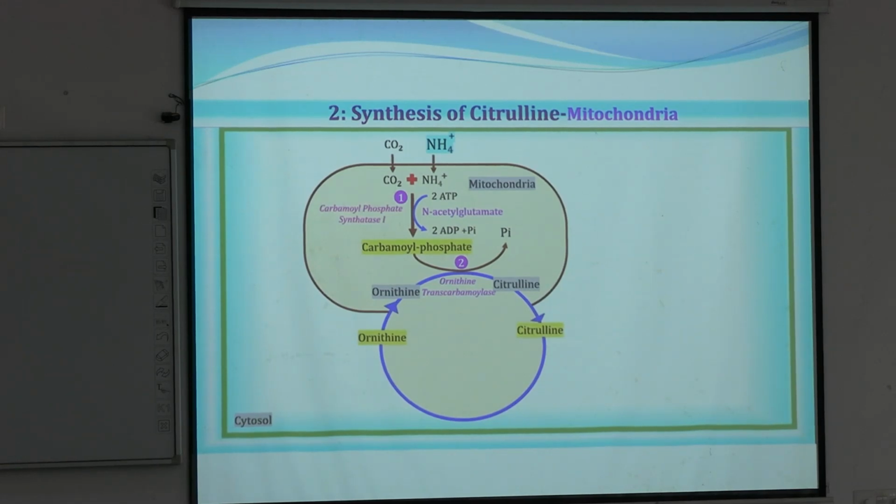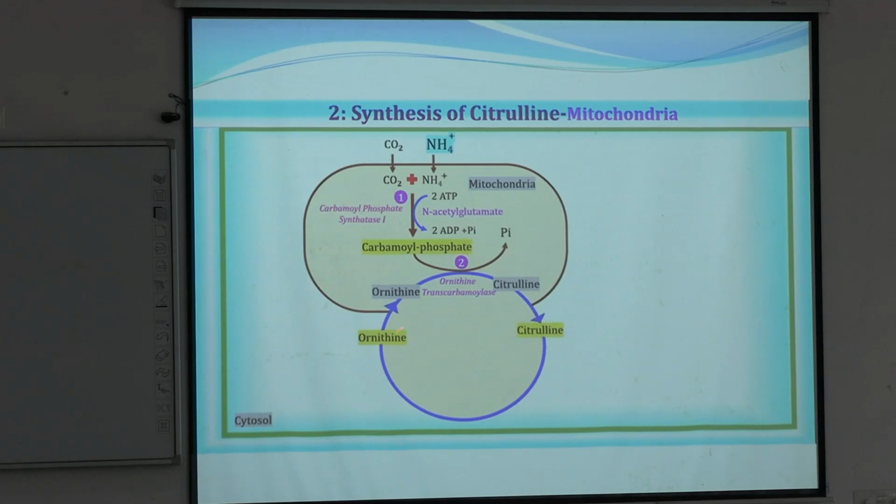Now you can see that ornithine is coming from the cytosol to the mitochondria. Here is the trick: ornithine lies in the cytosol, so it requires to come inside the mitochondria. Here there is a transporter, the ornithine citrulline transporter. It transports one molecule of ornithine inside the mitochondria and takes back one citrulline to the cytosol.